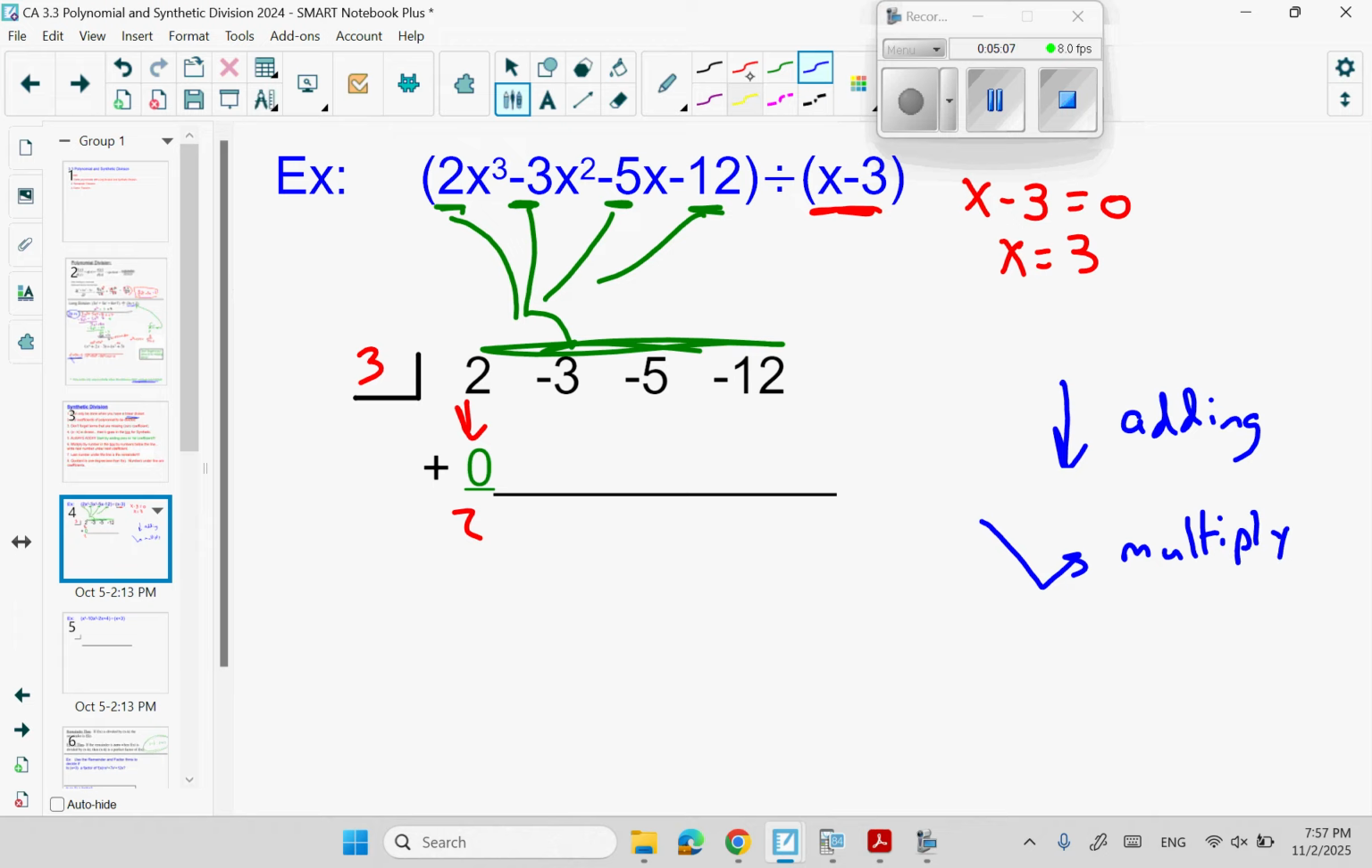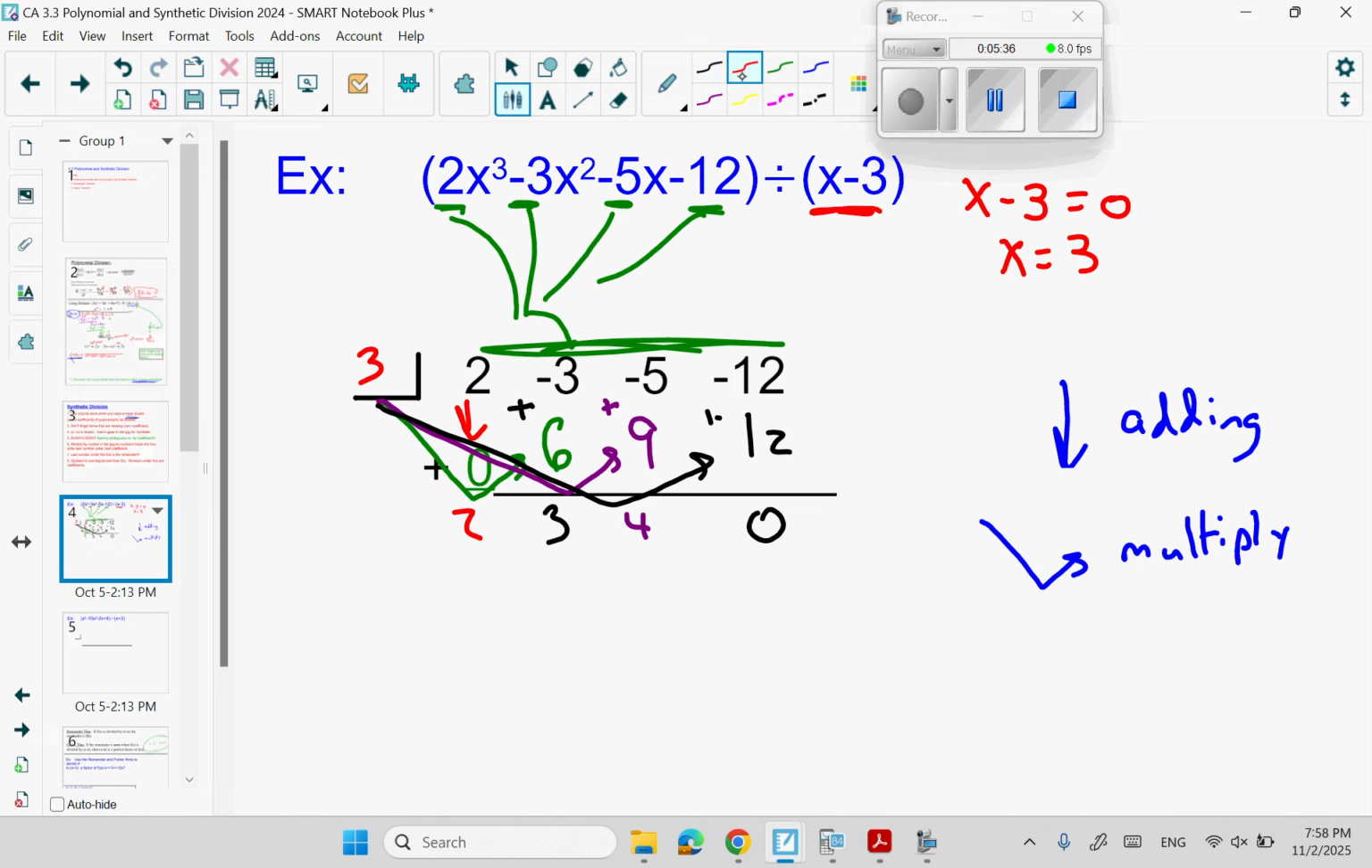What I mean by that is here, I need to create a new number, so I'm going to do 3 times negative 2, or sorry, 3 times 2 gives me 6. Now I have two numbers on top of each other, so I'm going down, I'm going to add. So negative 3 plus 6 is 3. And then I'm going to repeat the process. 3 times 3 is 9. Add the two numbers together, we get 4. 3 times 4 is 12. Add those numbers together, we get 0.